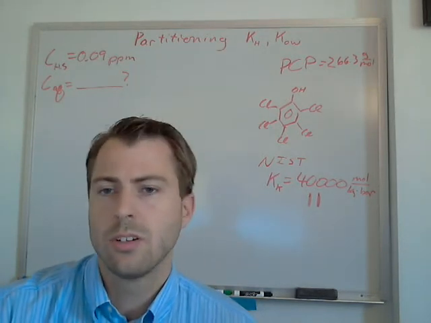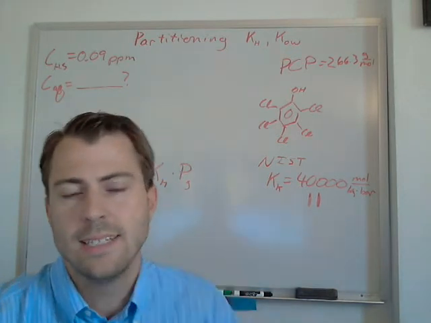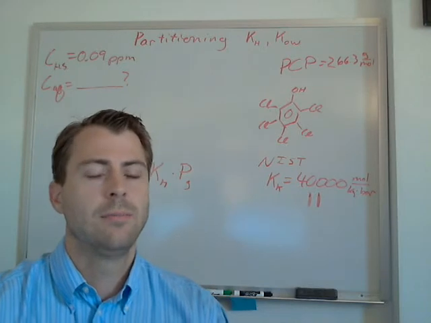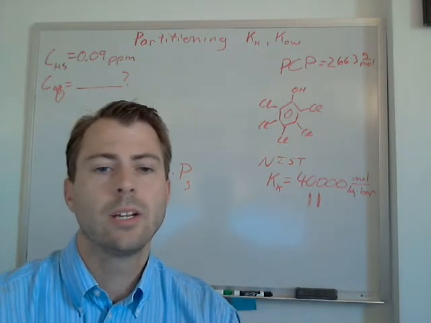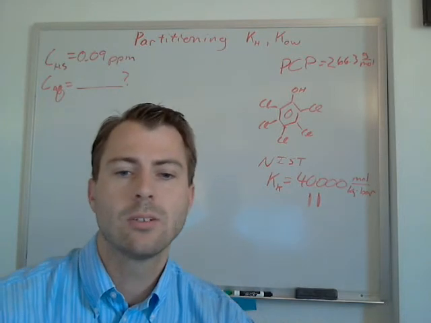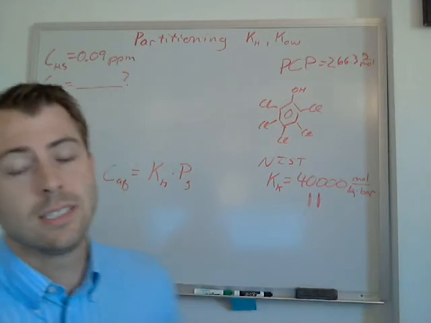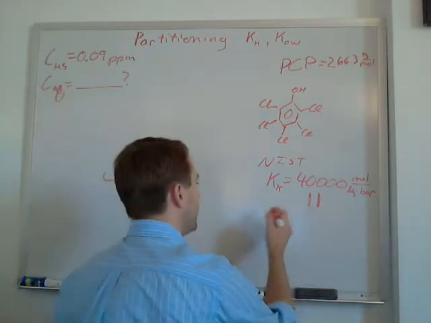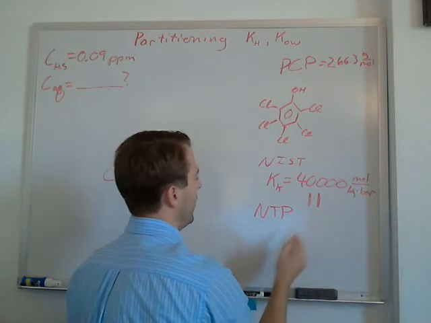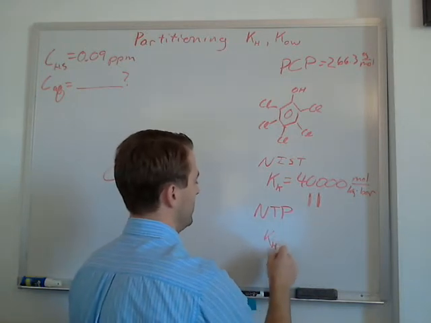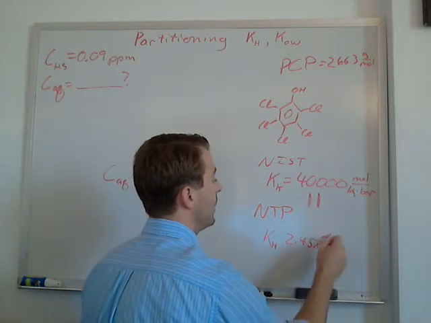But just do a Google search and look for something that has NTP in the URL, and then go to that. So if you scroll down towards the bottom, they have other properties that are listed, and Henry's law constant is given by the NTP as KH, 2.45 times 10 to the minus 8.